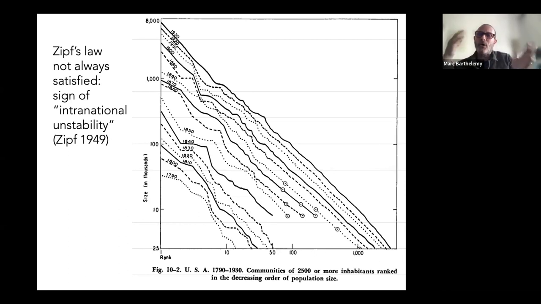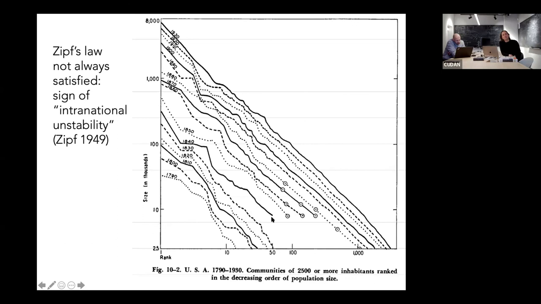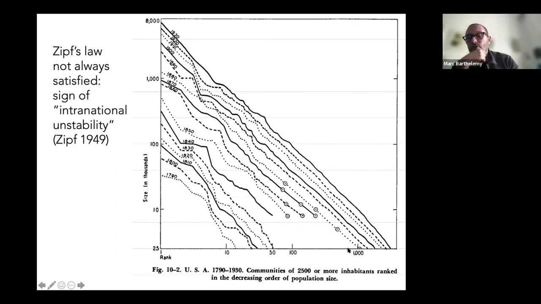So the fact that, due to the war, of course, it's a bad time, people are moving from one city to the other one, leads to these strange fluctuations, including smaller cities. The rank goes up to 1,000 at the beginning.